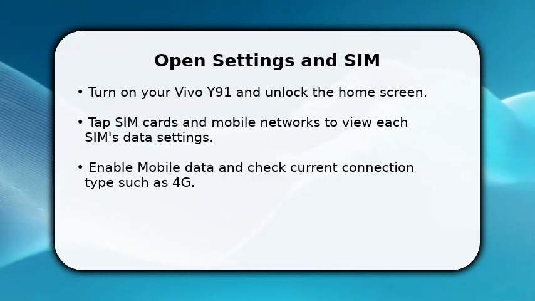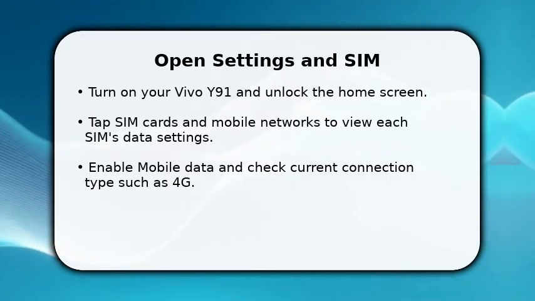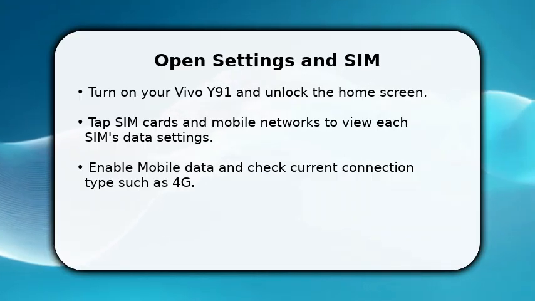Turn on your Vivo Y91 and unlock the home screen. Open settings from the app drawer or swipe down and tap the gear. Tap SIM cards and mobile networks to view each SIM's data settings. Select the SIM you use for mobile data if dual SIM is configured.